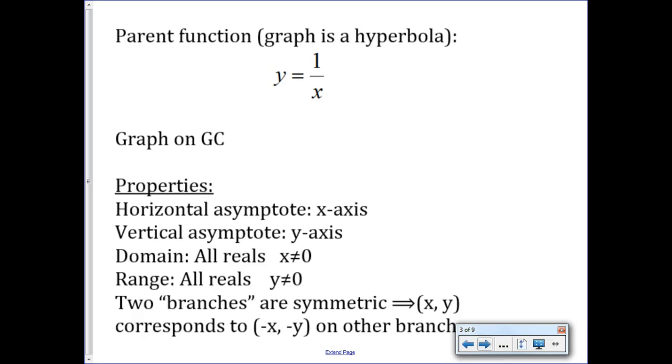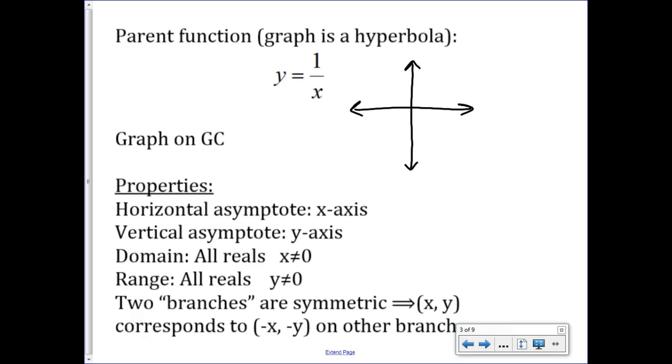So, our parent function, the graph is called a hyperbola, and it's y equals 1 divided by x. That's just the parent function that we'll use. So, it says graph on your graphing calculator. If you don't have your graphing calculator, throw that into Desmos real quick so you can take a look at it, so you know what a hyperbola looks like. I'm going to sketch one up here for you. Here's my x and y axis.